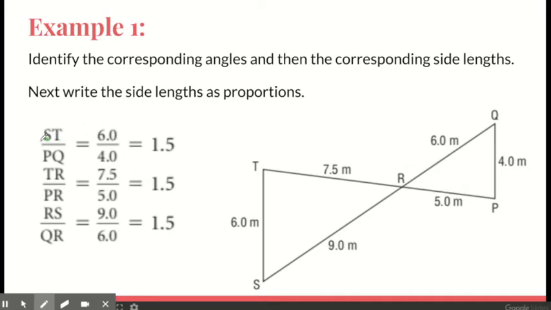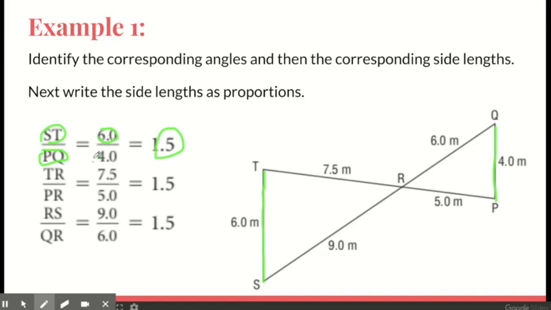And that's really important that you keep those numbers in order like that, okay? So let's start with ST and PQ. So ST is right here, S to T, and it corresponds to PQ. And we're looking at the measurements. So this one is 6 and this one is 4. All right, so 6 divided by 4 would give me 1.5.